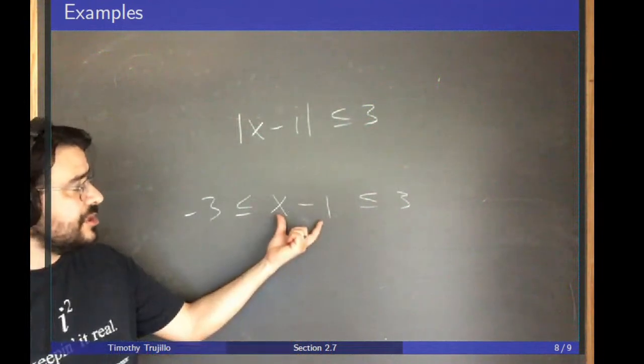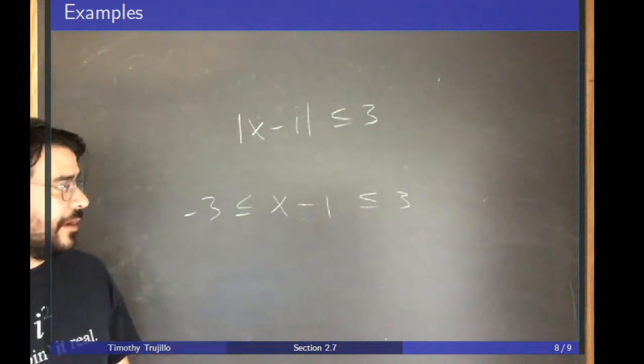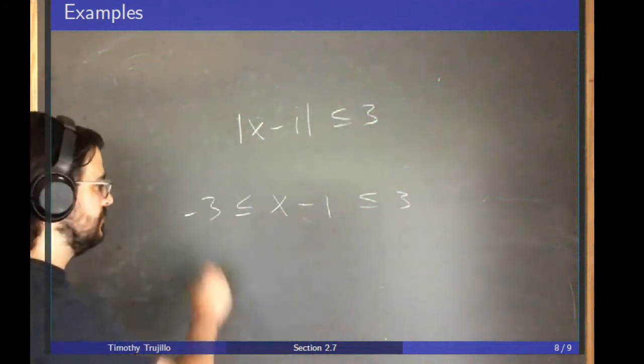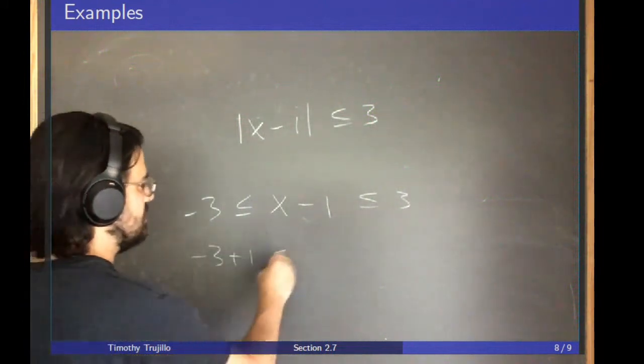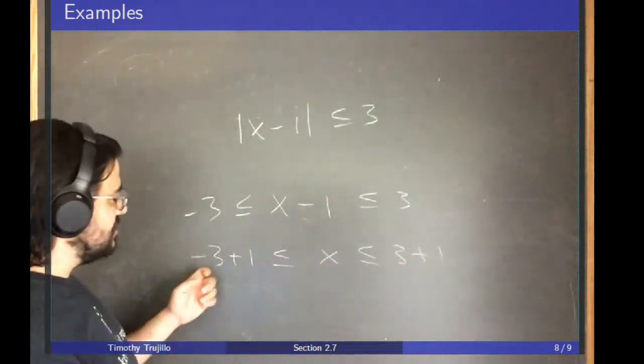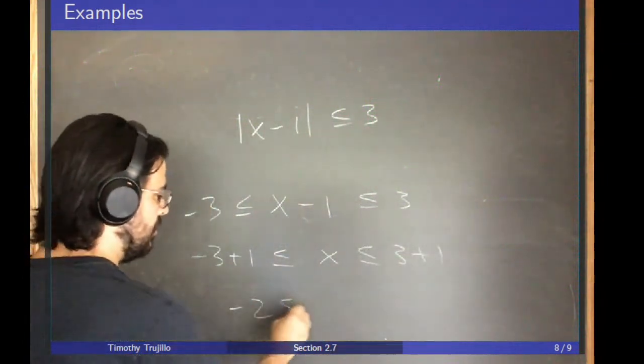So here, the first thing we do is rewrite it as a compound inequality, and then we want to isolate the x on its own, so we just add 1. So we get negative 3 plus 1 is less than or equal to x, which is less than or equal to 3 plus 1. Now, negative 3 plus 1, that's negative 2.